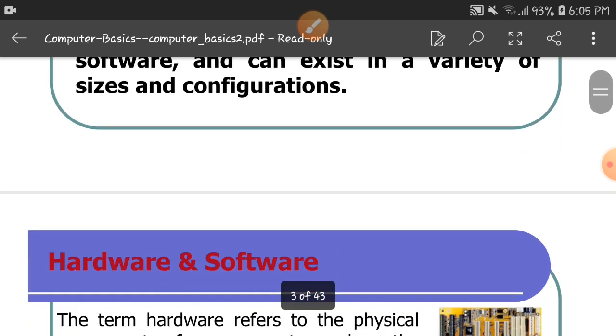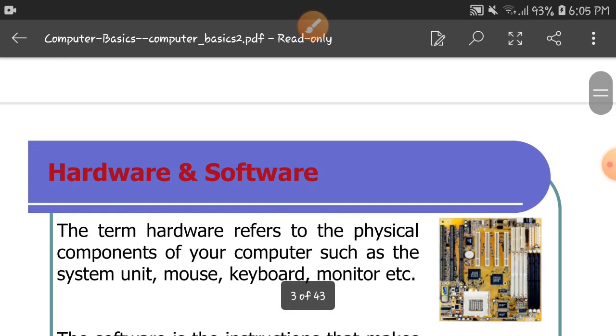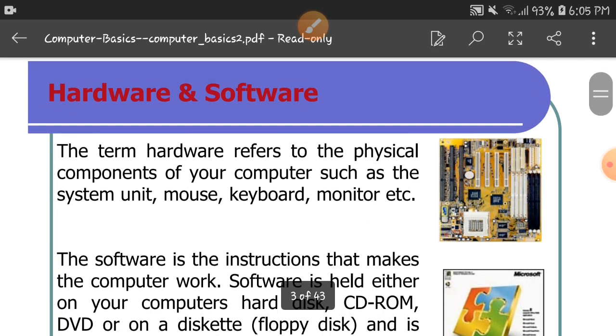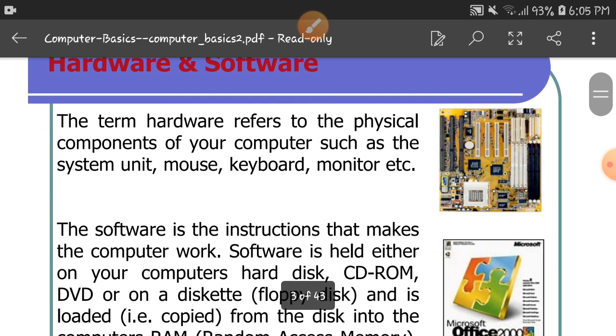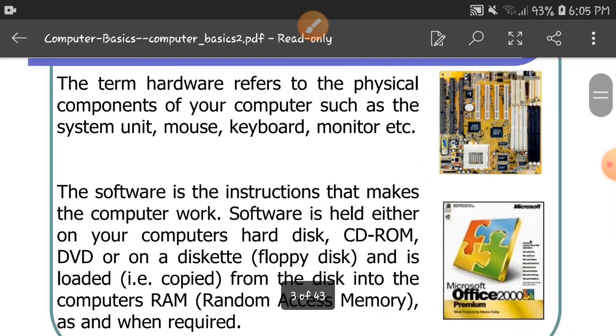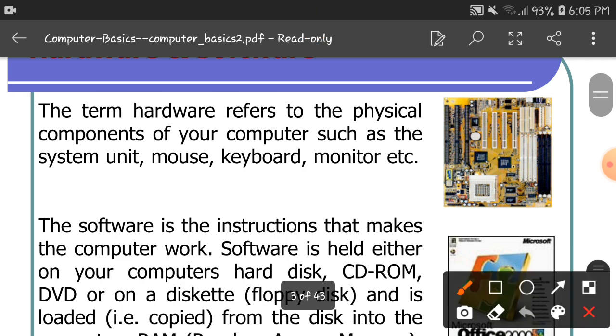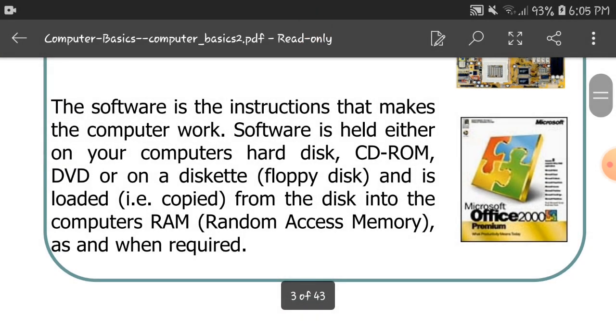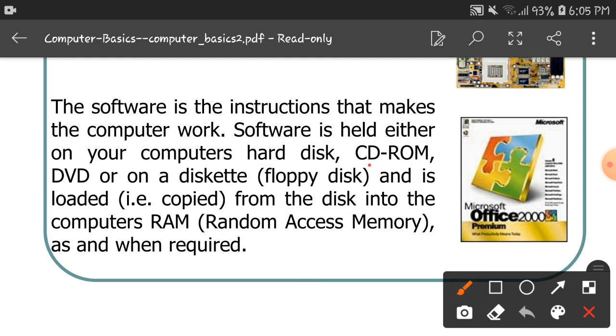We have parts of computer, hardware and software. The term hardware refers to the physical components of a computer such as system unit, mouse, keyboard and monitor. So hardware consists of such as system unit, mouse, keyboard, monitor. And whereas software consists of CD-ROM, DVD, diskette, floppy disk and much more. Basically it's random access memory, that is RAM.